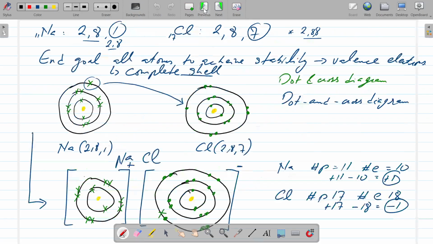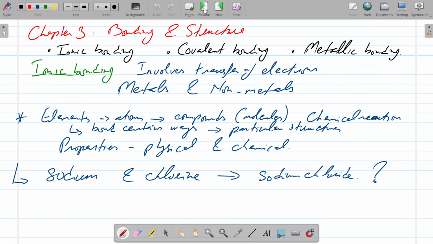All right, so in the last class we began chapter 3, which is bonding and structure, and we talked about ionic bonding, which involves the transfer of electrons between the atoms of elements. The whole point of bonding is that the atoms of elements, when they're reacting, want to achieve a noble gas configuration. That means they want to have a full outer shell. Ionic bonding occurs between metals and non-metals, and it affects their physical and chemical properties as well.